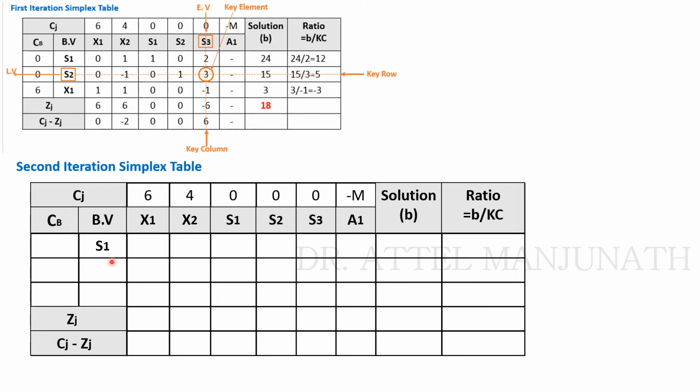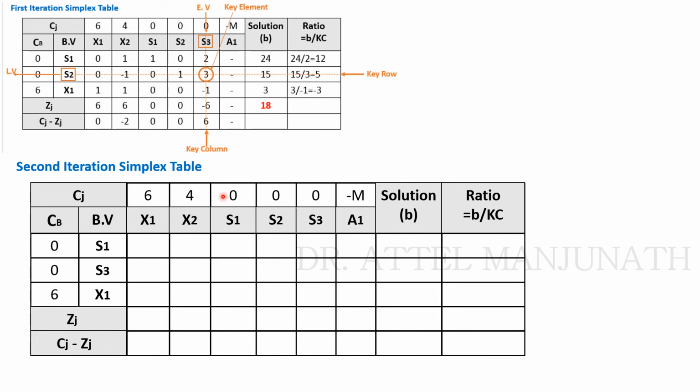Then the basic variables: S1, and here in place of S2 it becomes S3, because S3 is the entering variable and S2 is the leaving variable, so S2 is replaced by S3, and X1 is retained as it is from the previous table. Now write down the coefficients for S1, S3, X1. S1 is 0, S3 is also 0, X1 is 6. So the coefficients of the basic variables remain unchanged.